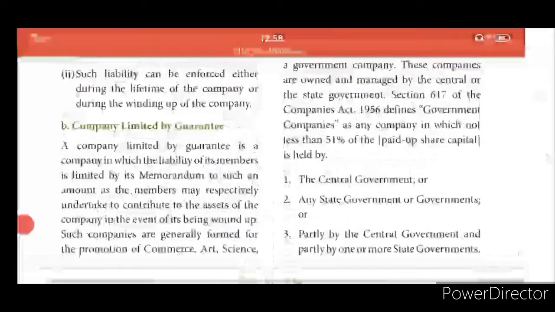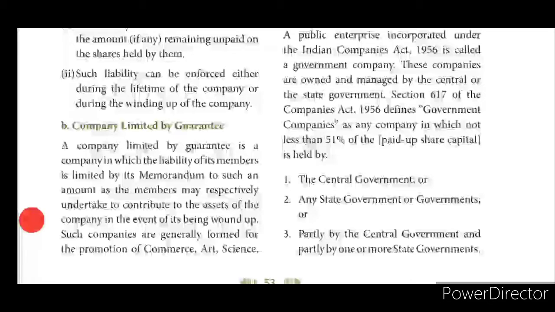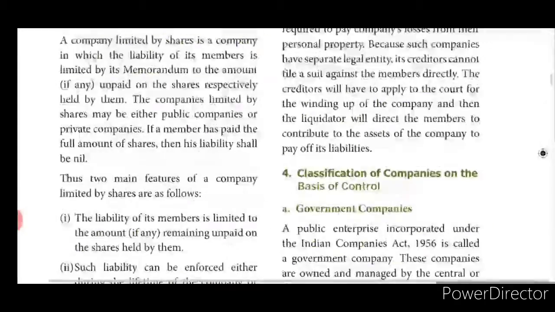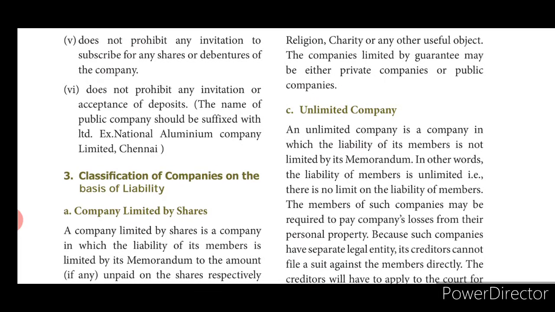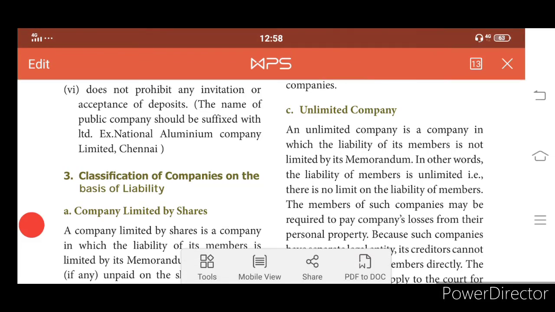The next one is company limited by guarantee. What is company limited by guarantee? It means a company limited by guarantee is a company in which the liability of its members is limited by its Memorandum of Association to such amount as the members may respectively undertake to contribute to the assets of the company in the event of its being wound up. Such companies are generally formed for the promotion of commerce, art, science, religion, charity, or any other useful object. The company limited by guarantee may be either a private company or a public company.